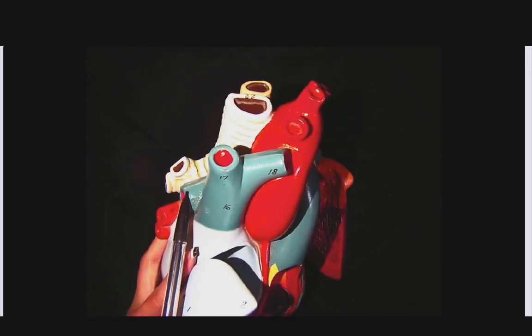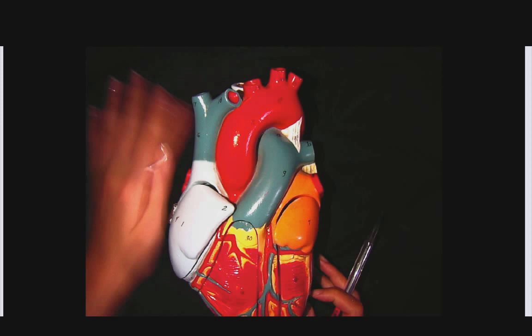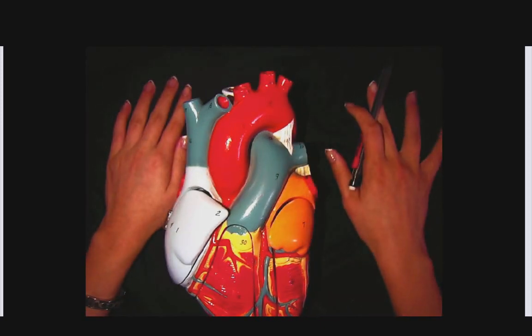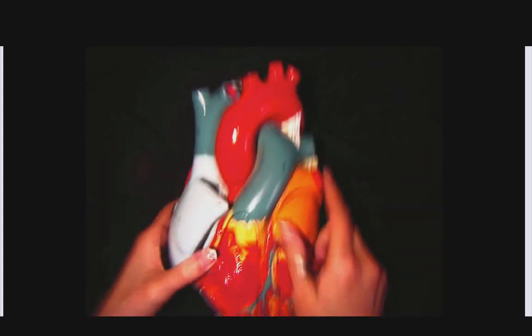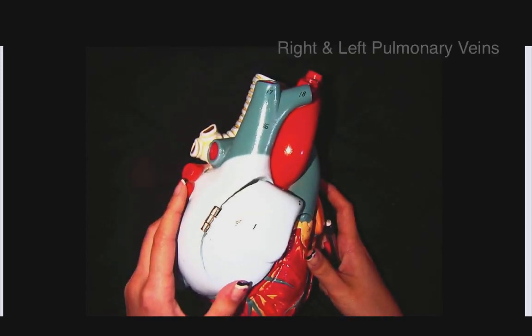Name: pulmonary arteries. The right pulmonary artery would go to the right lung. The left pulmonary artery would go to the left lung. Blood would return back to the heart. Name: pulmonary veins.